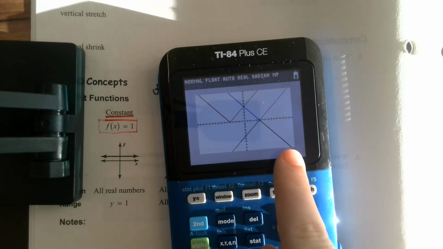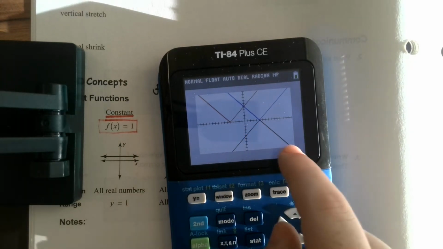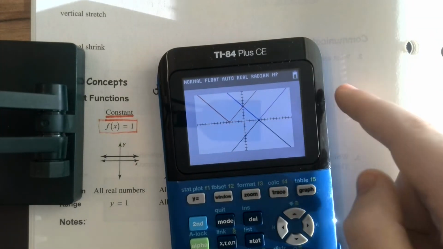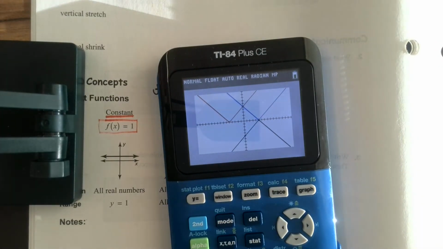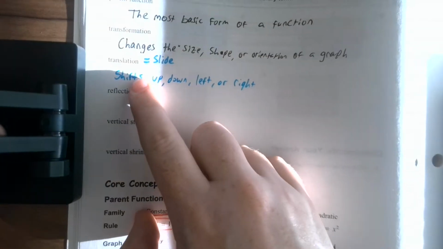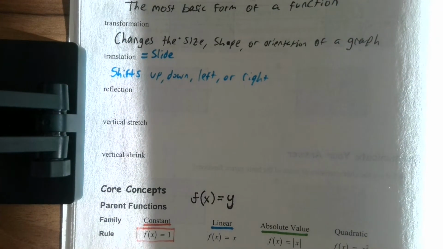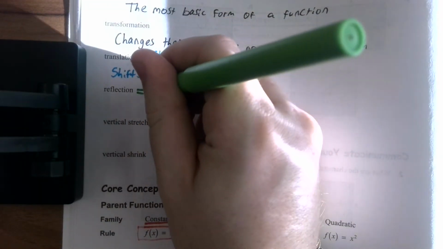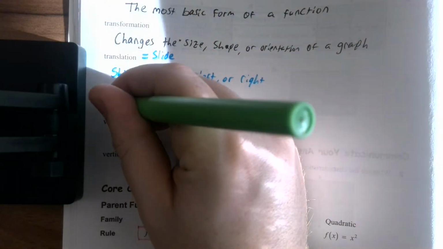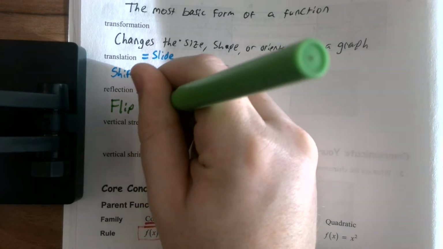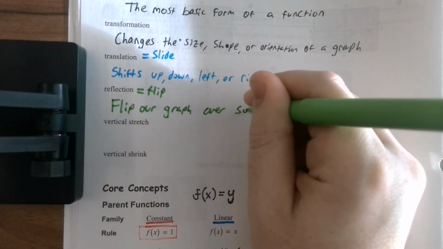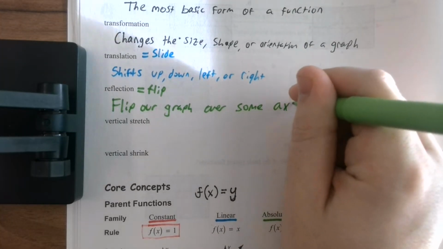Beyond that, I also have this black line down here. It looks like I've just taken the blue line and flipped it over the x-axis. A flip is another type of transformation that we can have with these functions. And the word for it is called a reflection, just like a mirror. A reflection is just another word for a flip. So, a reflection is when we flip our graph over some axis.